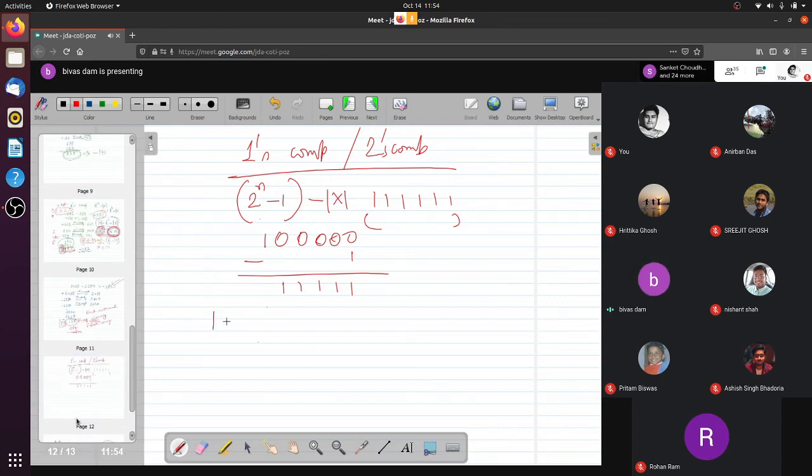If I subtract 0 from 1, I get 1. If I subtract 1 from 1, what will be the result? 0. So basically I don't have to go for the actual subtraction operation at all. I just simply go for bit-wise complementation. If it is 0, I have to go for 1. If it is 1, I have to replace it by a 0. So I have to simply go for bit-by-bit complementation.